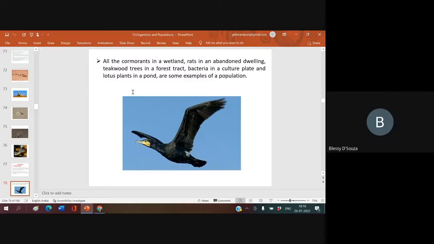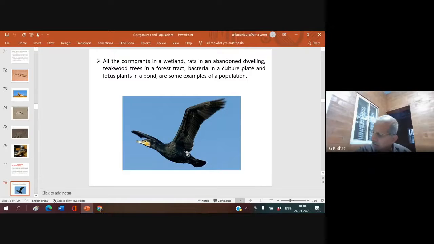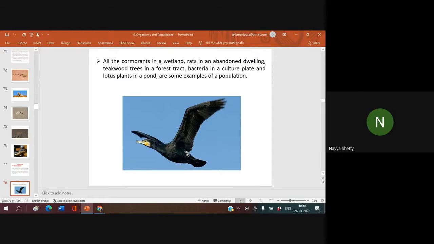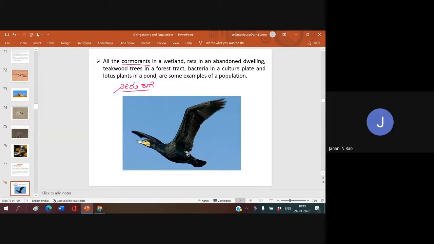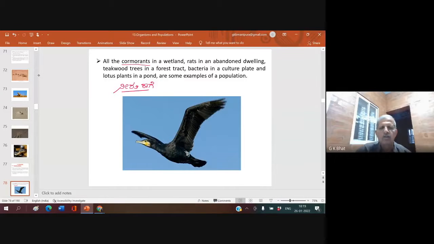Blessy, have you seen a cormorant? No, sir. Navya? No, sir. Has anyone seen this cormorant? Cormorant is simply called neeru kage in Kannada. Janani, have you seen it? I've seen, sir. I didn't know the English name, sir. This is a common one. You make it a point, while going back from your college, to start looking up. From which place are you coming?